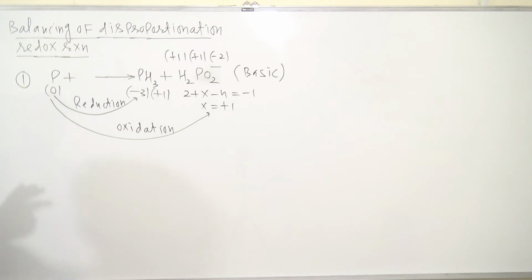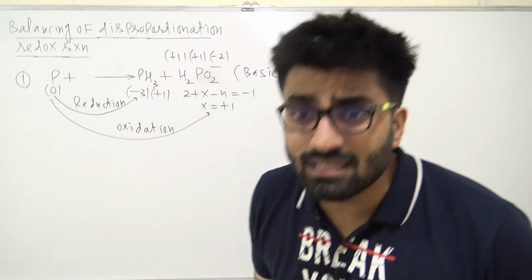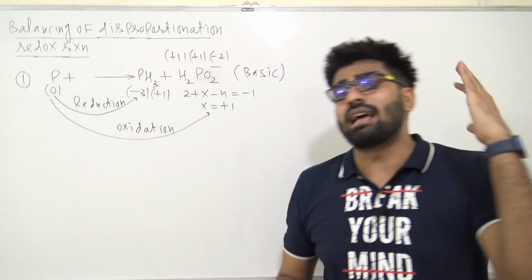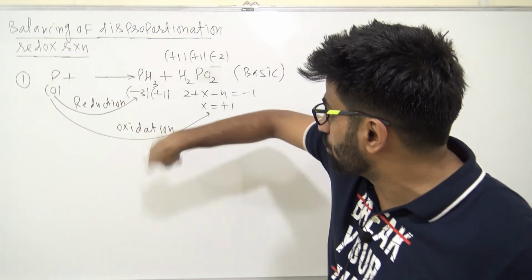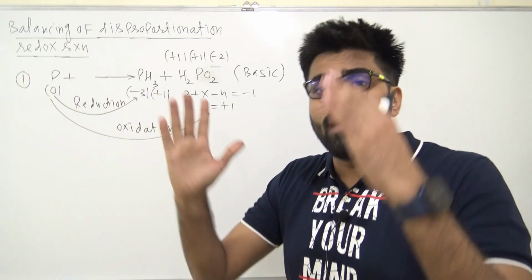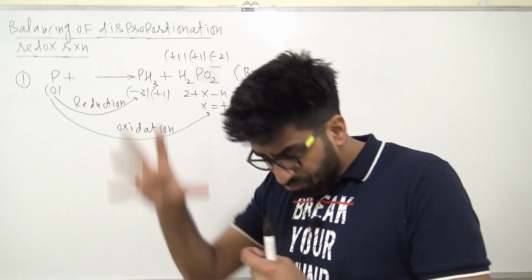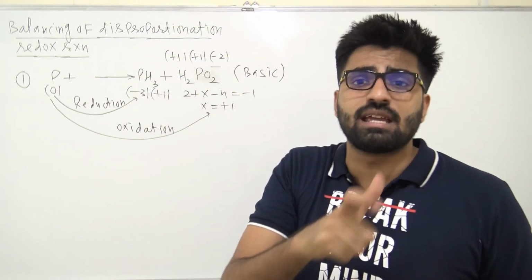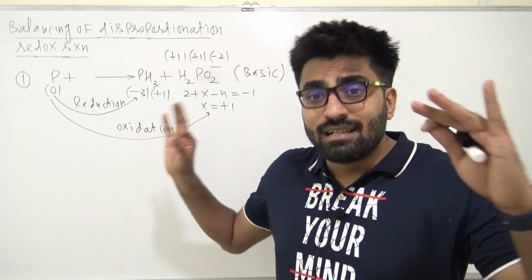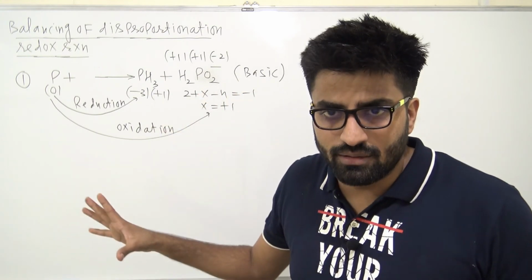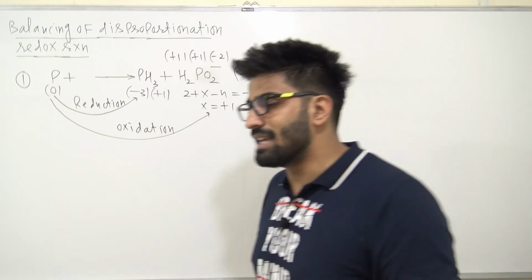Now if I ask you whether this is a redox reaction, your answer is yes, because oxidation and reduction take place simultaneously. But in this reaction, phosphorus is the only element undergoing oxidation as well as reduction. So when in a redox reaction there is oxidation of the same element and reduction of the same element, those kinds of redox reactions are called disproportionation redox reactions, where the same element undergoes oxidation as well as reduction.